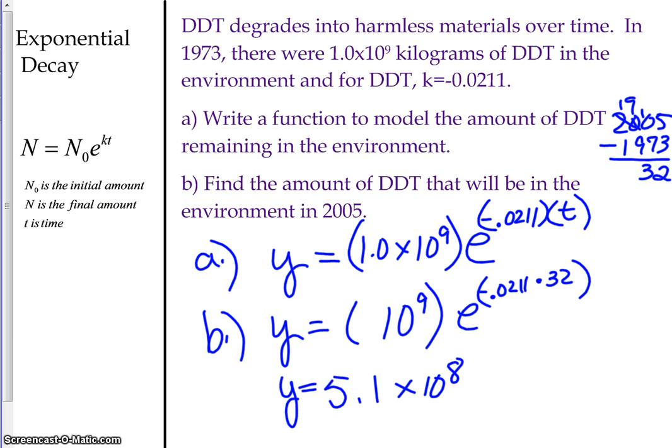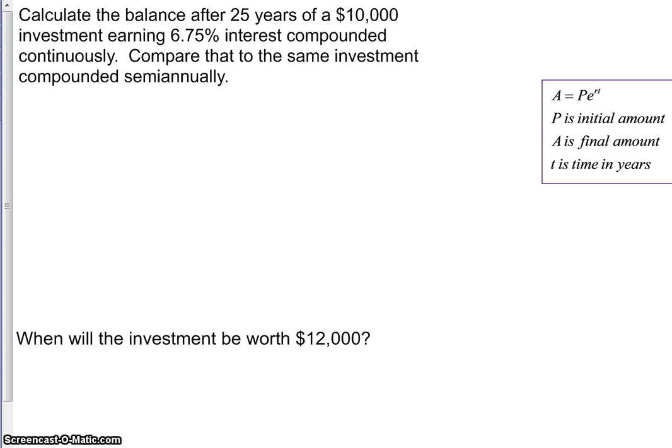All right, so now we're going to say, okay, now we have 25 years. We're going to invest this $10,000. And this investment is earning us 6.75% interest, compounded continuously. And then compare it if it was semi-annually.